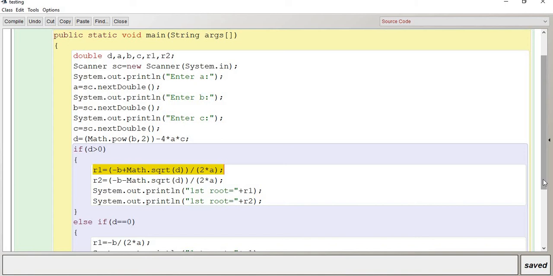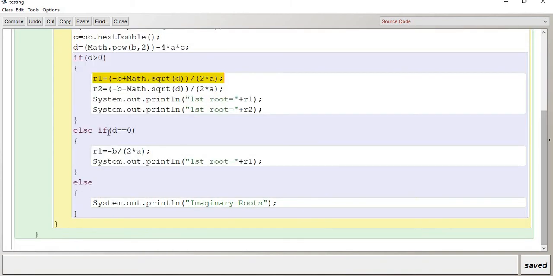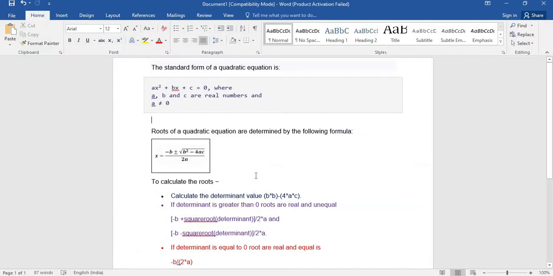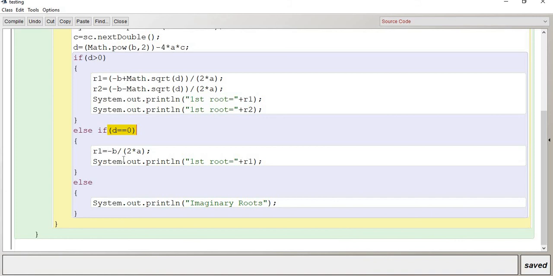Now if the roots are real and equal, this is the condition: if d is equal to 0, that means our determinant is 0. That means this particular portion is going to be 0, no positive or negative value will be supplied for this. We are left with minus b divided by 2 into a. We will get only one root for this, so minus b by 2 into a, and we print the first root r1. Else if it is less than 0, it means that it is an imaginary root.